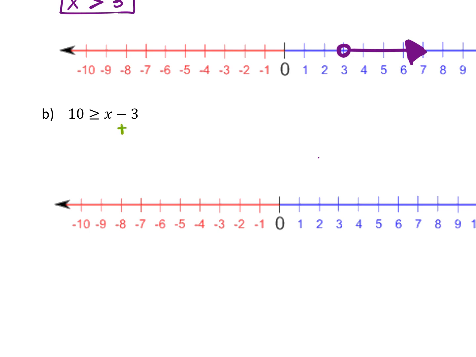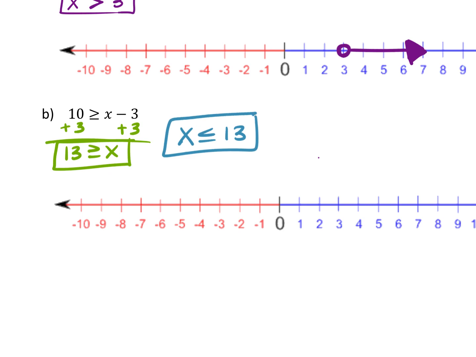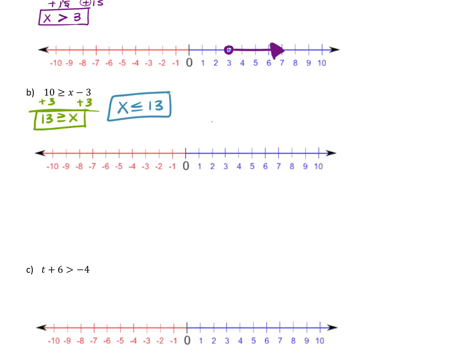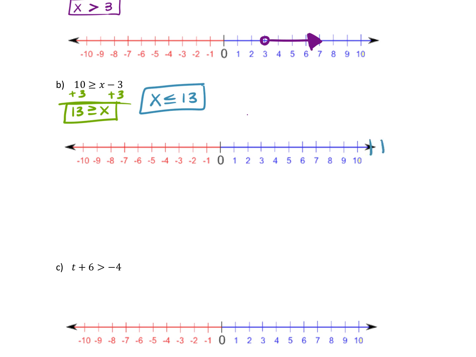Add 3. Okay, now here's the deal. You have 13 is greater than or equal to x. You don't have to flip that. But if you're going to use the little cheat that I gave you of drawing an arrow in, you do have to flip it. You may leave your answer just like that. If we want the x to be first, then what symbol comes after it? Less than or equal to. Okay, so you can do either one of these, and my apologies for not giving you a number line that has a 13 on it. 11, 12, 13.